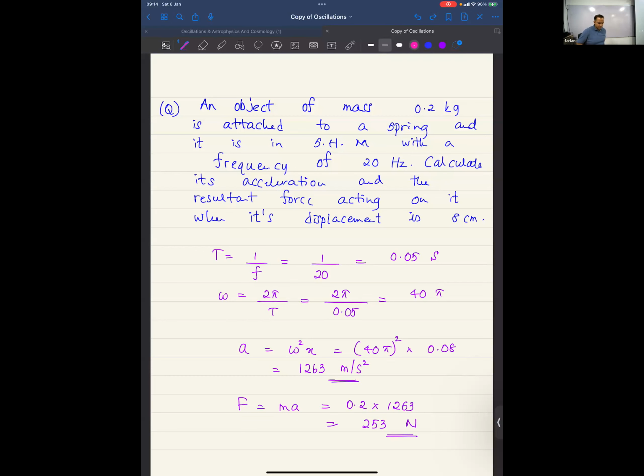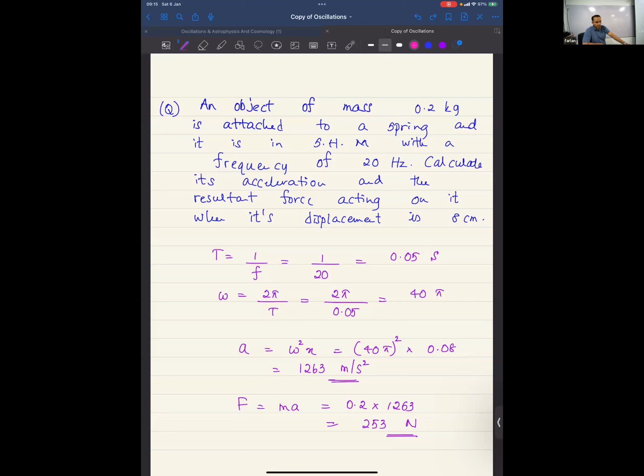No, that's correct. Yeah. So the time period is the reciprocal of frequency, 1/20, that is 0.05 seconds. So omega is 2 pi over T, which is 40 pi. Then use a equals omega square x. And we need the acceleration at a displacement of 8 centimeters, which is 0.08 meters. To get the answer, then use F equals ma.